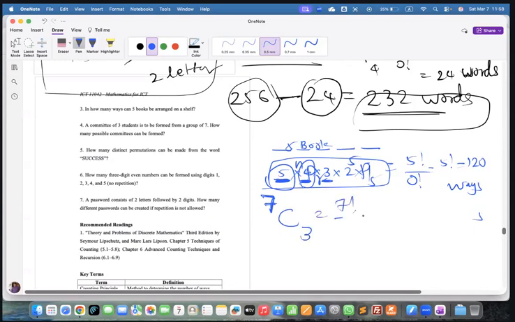So 7 factorial over (7 minus 3) factorial, 3 factorial, which is 7 factorial over 4 factorial into 3 factorial. So 7 into 6 into 5 into 4 factorial, the 4 factorial we can cut down. Then 3 factorial is 3 into 2 into 1, which is 6, we can cut that down. So altogether 35 ways we can make, right?